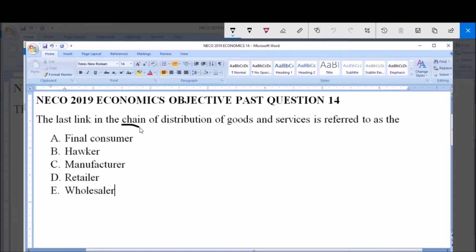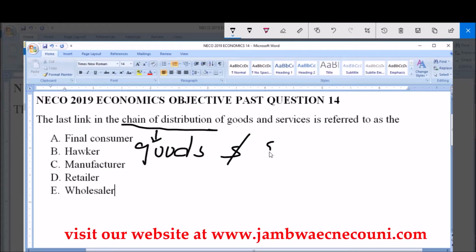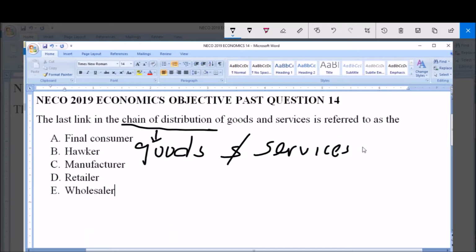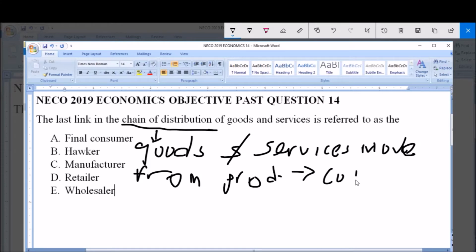So the concept you're looking at here is the chain of distribution, and the chain of distribution refers to the means or the channel in which goods and services move from the producers to the final consumers.